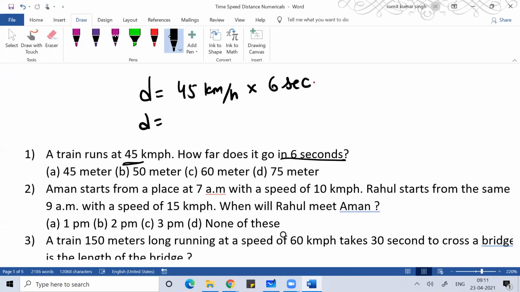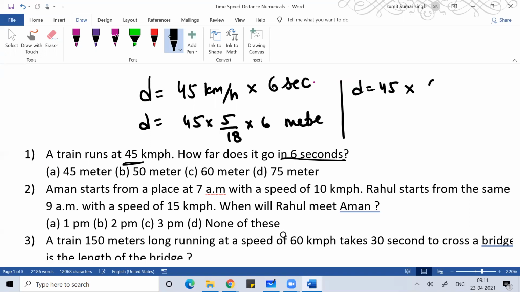Either you need to convert the speed which is given in kilometer per hour to meter per second, and then you can get the distance in meter. Or what you can do is convert the time which is given in seconds into hours so that you can get the distance in kilometer. So it depends upon what your objective is.